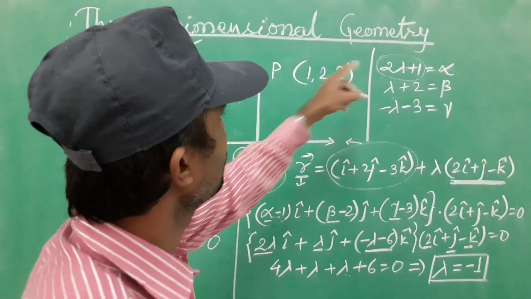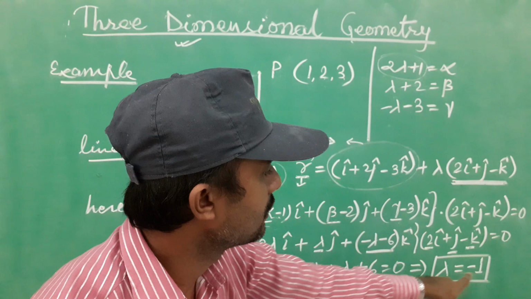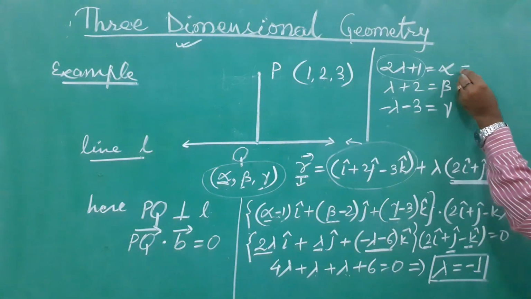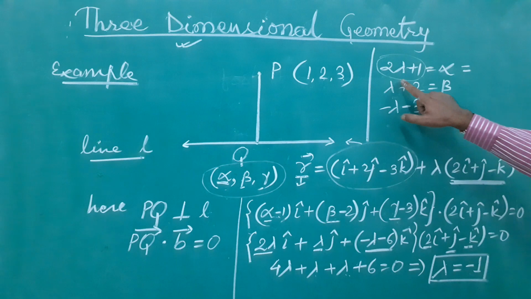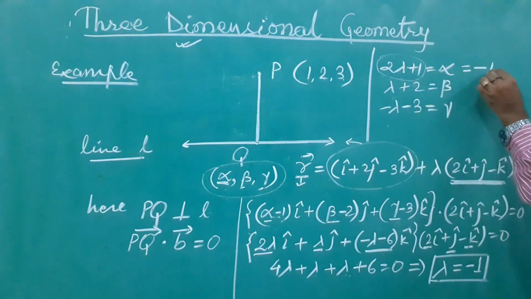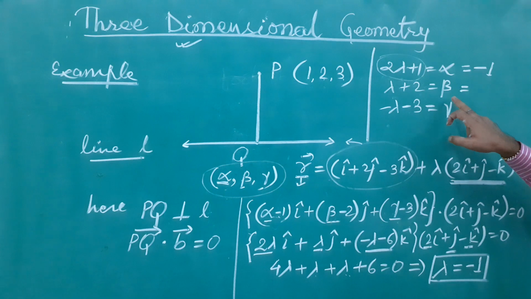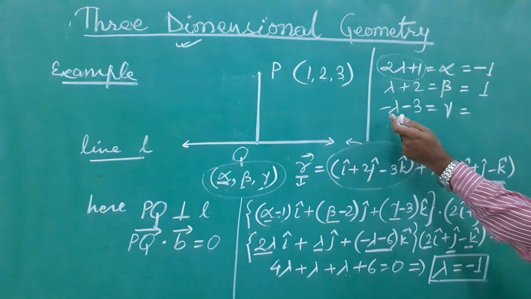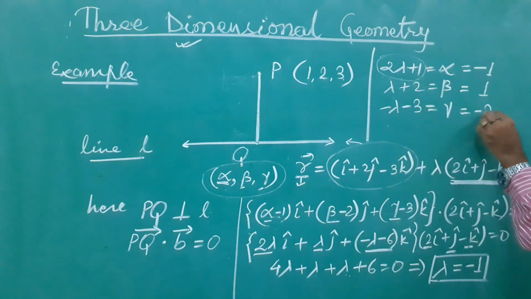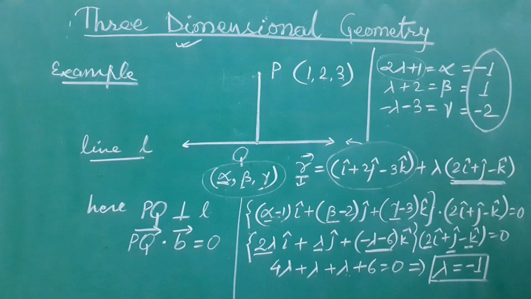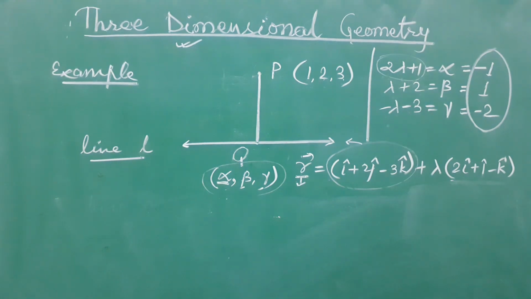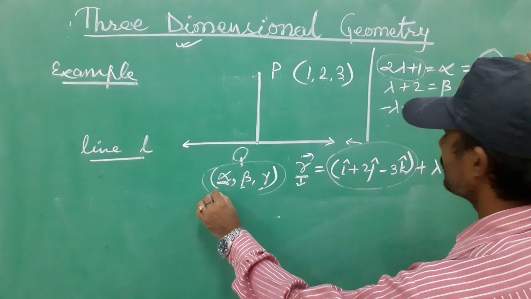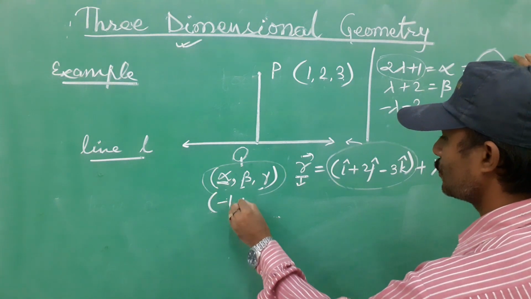What is alpha here? 2 lambda plus 1, and we have the value of lambda. So directly lambda is minus 1, so this will be minus 1. Lambda minus 1 plus 2 is plus 1. Minus 1, so plus 1 minus 3 minus 2. This is the point. So here the point foot of perpendicular is minus 1, 1, 2.